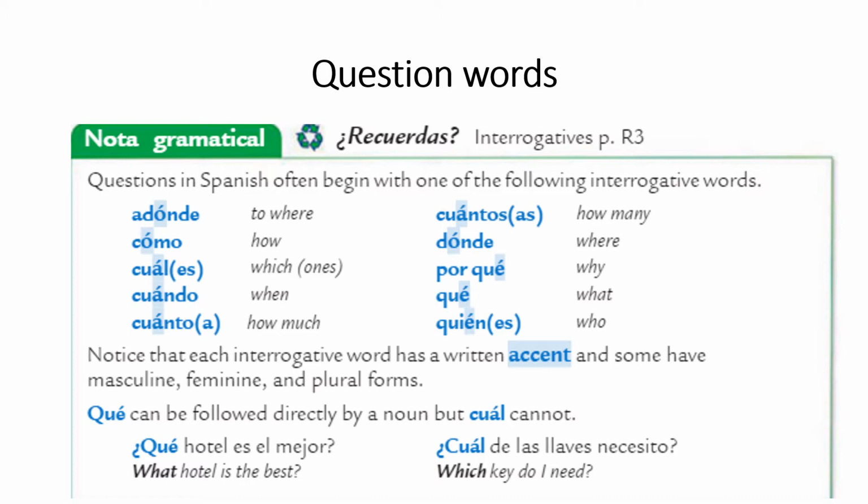Okay? Now the difference between qué and cuál. Qué can be followed directly by a noun, but cuál cannot. So if you have to pick one or the other, you analyze. If you have a noun there, you can use qué, but you cannot use cuál. ¿Qué hotel es el mejor? ¿Cuál de, this is a preposition, cuál de las llaves necesito?